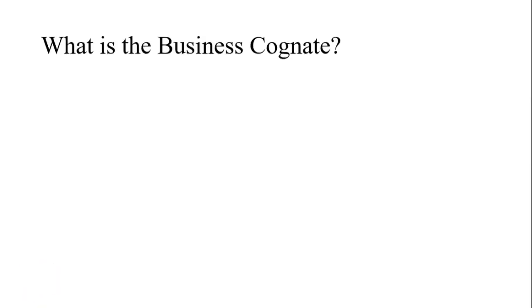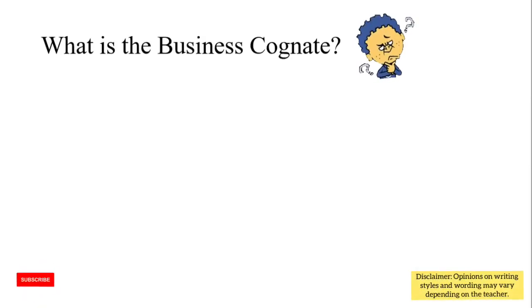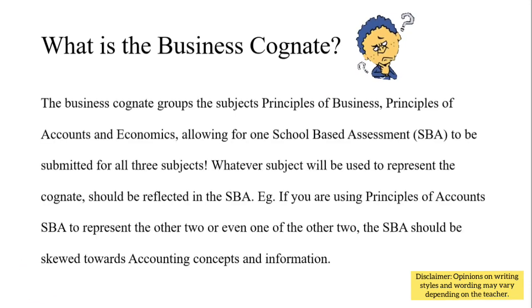So then, what is the business cognate? The word cognate simply means connected, so you don't need to get flustered by that big word, right? The business cognate groups the subjects, principles of business, principles of accounts, and economics, allowing for one SBA to be submitted for all 3 subjects. Are you kidding me? I'm not kidding you, right?